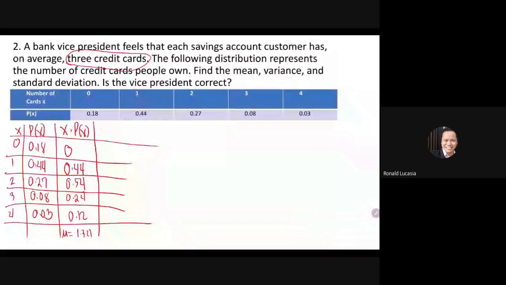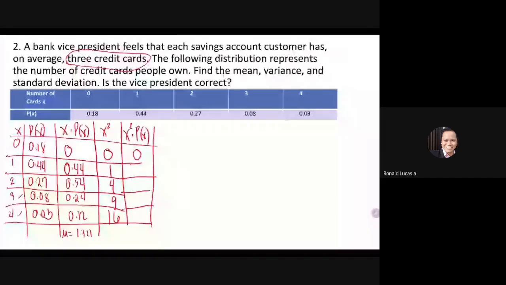The fourth column is the square of the random variable. So we have 0, 1 times 1 is 1, 2 times 2 is 4, 3 times 3 is 9, 4 times 4 is 16. And then get the product of the square of the random variable and the probability of the random variable. So 0 times 0.18, that's 0. Fourth and second column po yung minumultiply ko. 1 times 0.44, that's 0.44. 4 times 0.27, that is 1.08. 9 times 0.08, that's 0.72. 16 times 0.03, that is 0.48.